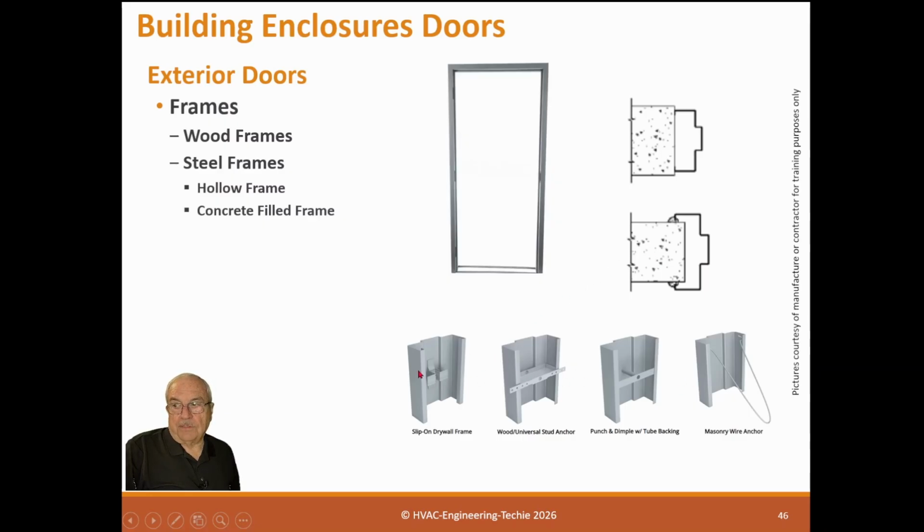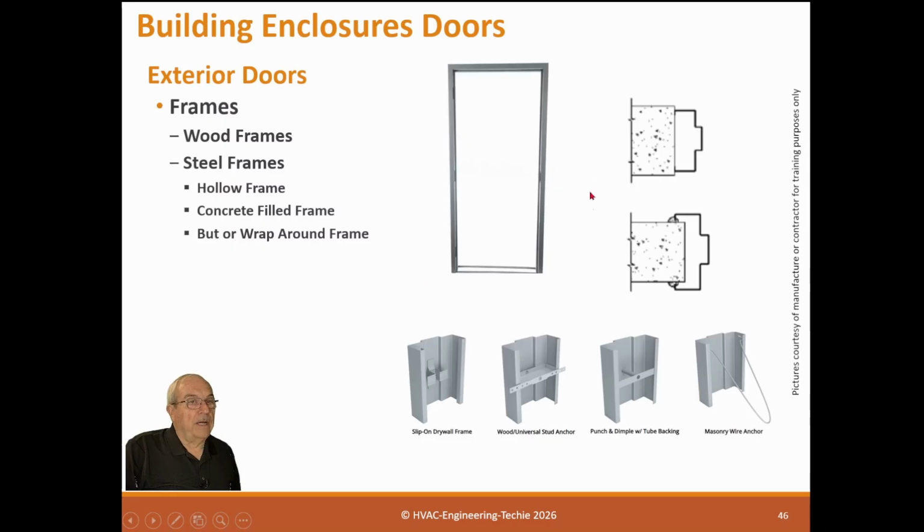These are the different frames. This happens to be a slip-on frame where it slips around the wall like this, and then you screw it in here. And this would be a wood universal stud anchor, so it has a stud anchor here. And this is a punch and dimple with tube backing where it comes into a wall this way. And this is a masonry wire anchor, which this one here is built into a masonry. It goes up, and these are normally the concrete-filled ones, which work really, really well.